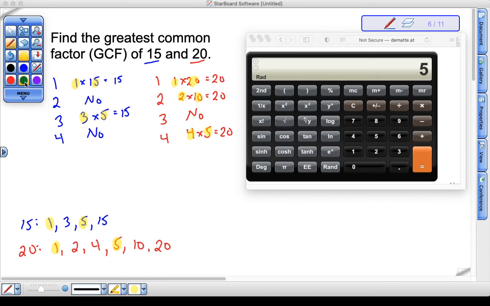Now, as you might have guessed, the key word here is going to be greatest. I want to know what the greatest common factor is. So between 1 and 5, which of the numbers is the greatest?